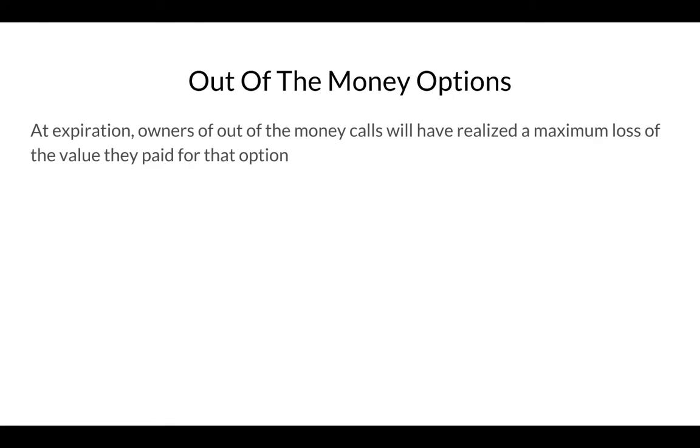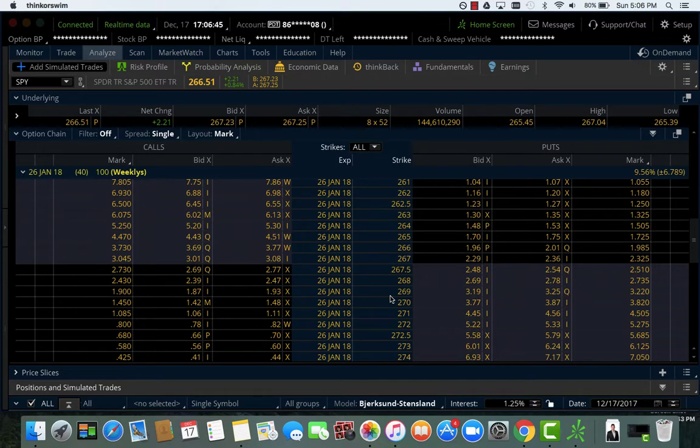Now, out of the money is kind of on the other side. Out of the money is a little bit different. At expiration, owners, right, buyers of out of the money calls will have realized a maximum loss of the value they paid for that option. So, what is an out of the money call? An out of the money call is a call option where the strike price of the option is greater than the current price of the stock.